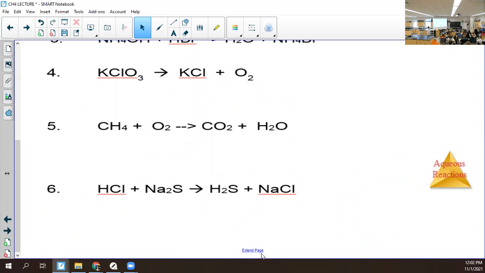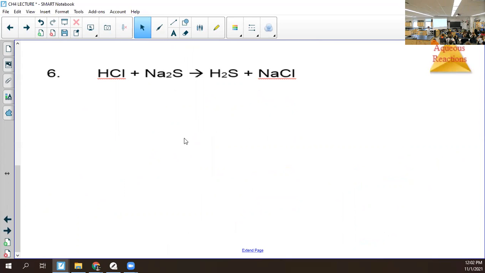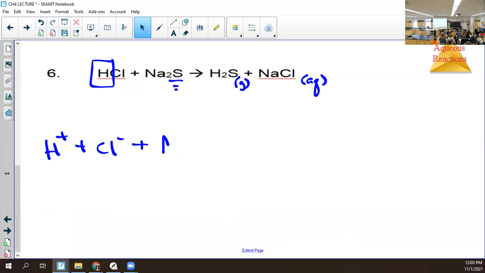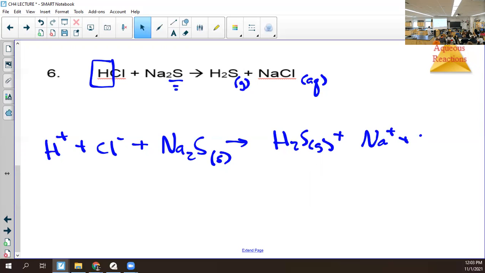It is then a gas forming reaction where an acid reacts with the sulfide anion to produce hydrogen sulfide gas and sodium chloride. So it would be H+ plus Cl- plus Na2S. Usually this is solid. It didn't say it. So did most of you treat it as an aqueous or a solid, or did anyone even do it? Let's treat it as a solid since no one did it. All right, goes to H2S gas plus Na+ plus Cl-.